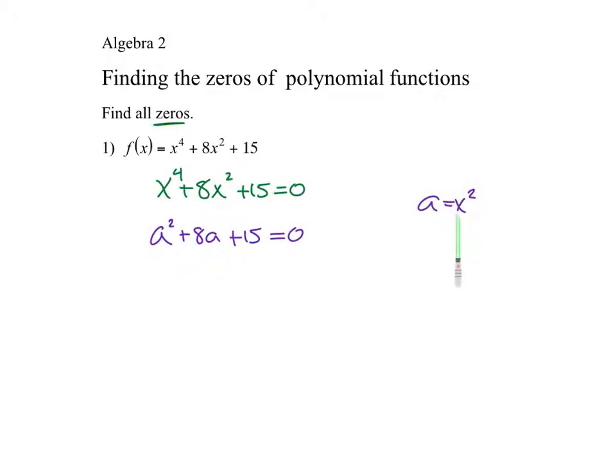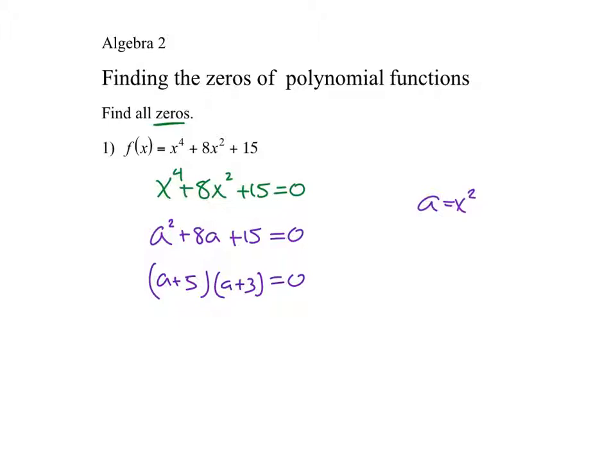When can I do this? If my first term's exponent is even and my second term's exponent is half of that, so 2 is half of 4, and I have a trinomial, I can rewrite it as a quadratic. Now I can factor. Two numbers that multiply to give 15 and add to give 8 are 5 and 3.